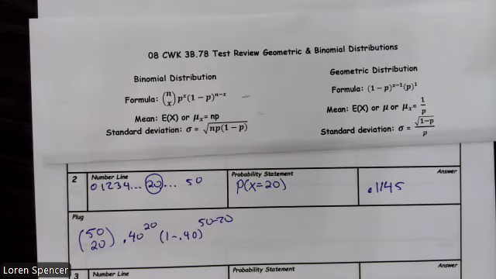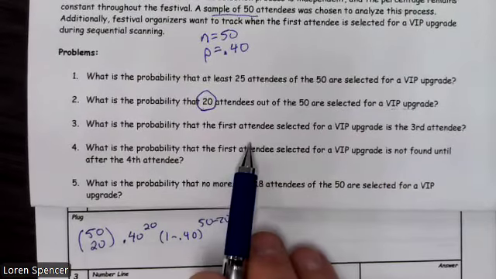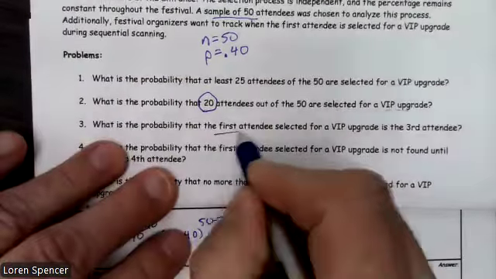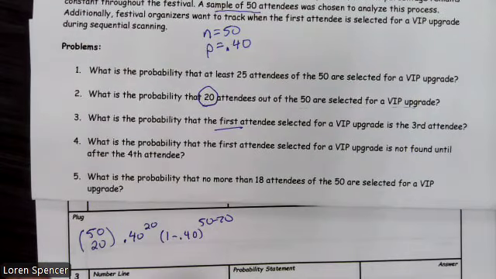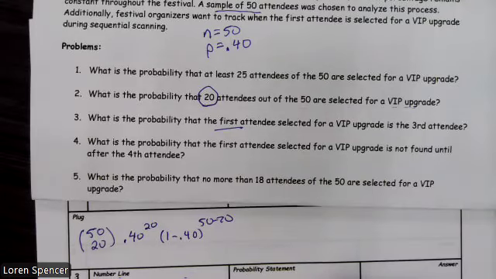All right. Looking at number 3. What is the probability that the first attendee, there's a key word, first, so it lets me know I'm working with a geometric, selected for a VIP upgrade is the third attendee? So since it's a geometric, all geometric start at 1. So 1, 2, 3, 4, 5. This goes all the way to infinity, but it has to be the third attendee, so it's just a singular value. So in this case, my probability statement is simply the probability that X equals 3.